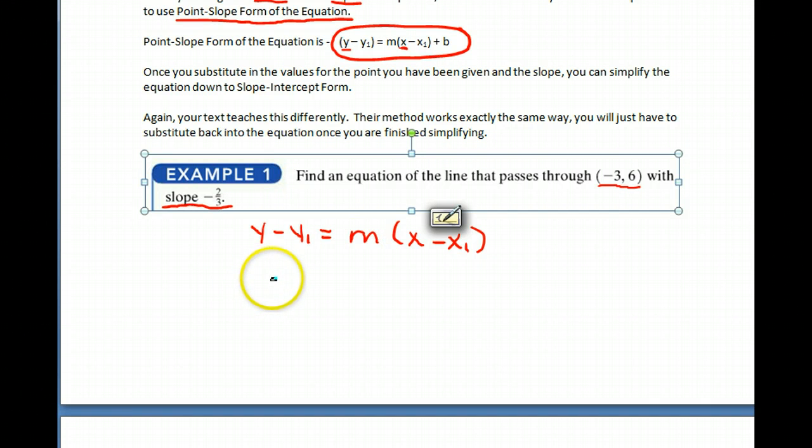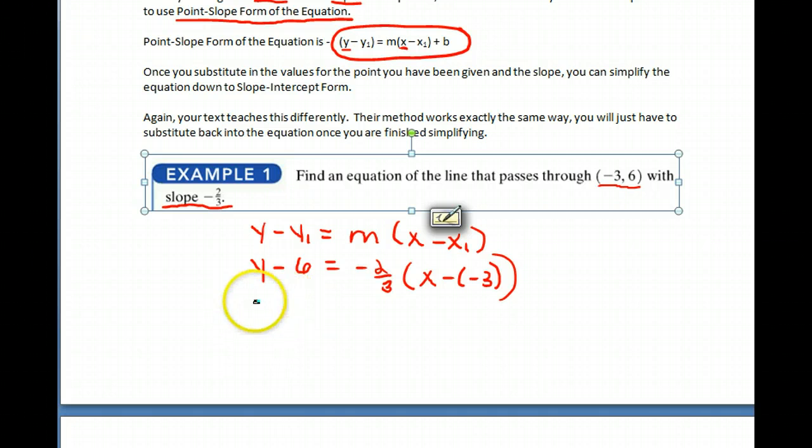So what we do is we're going to plug in the y value from the point for y1. So I'm going to go ahead and substitute in that 6. So I have y minus 6. My slope was negative 2/3, so I'm going to make that substitution. And then I'm going to plug in my x value, which was negative 3. So I have x minus negative 3. And close that parenthesis out front there.